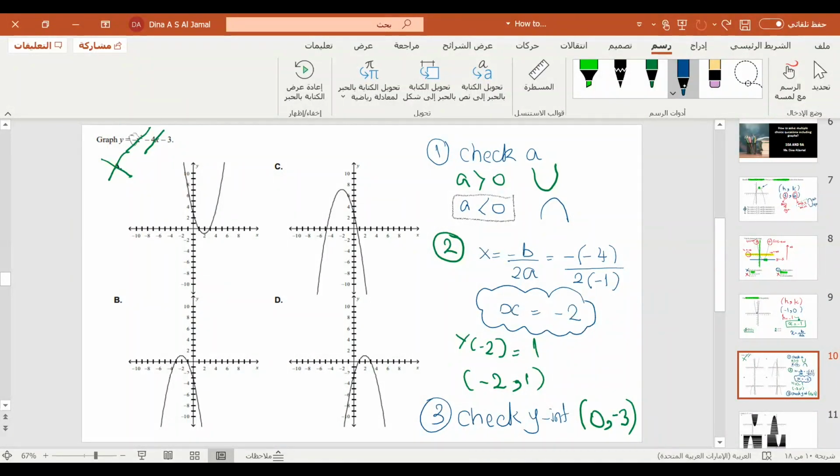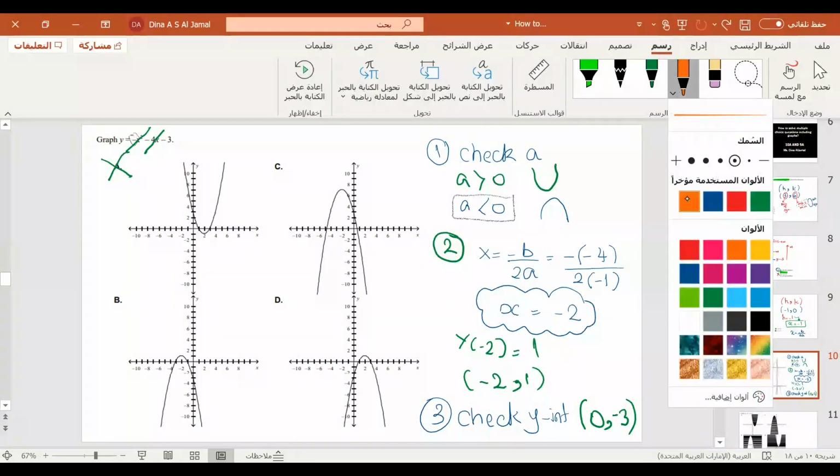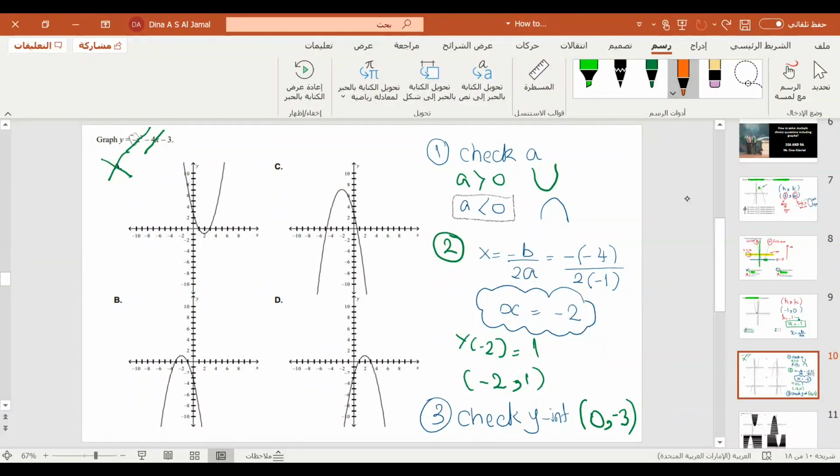So from the beginning, you should know that you will be canceling your C because your intercept is not minus 3. So here you are having intercept of minus 3, but one of them is having an axis of symmetry of 2. The other is having axis of symmetry of minus 2. And you need your B. You need an axis of symmetry of minus 2. That's it.